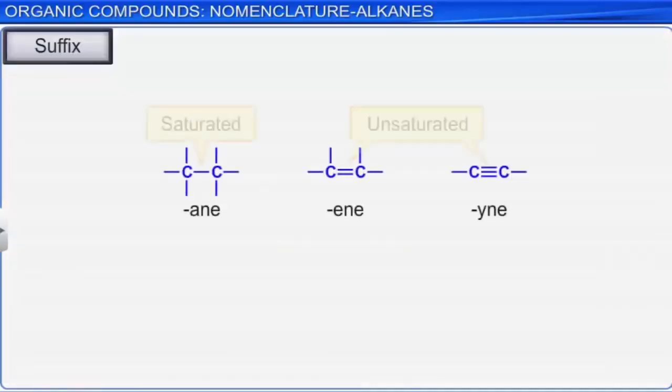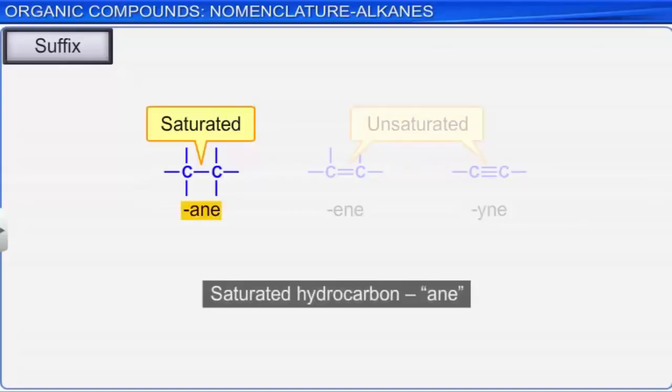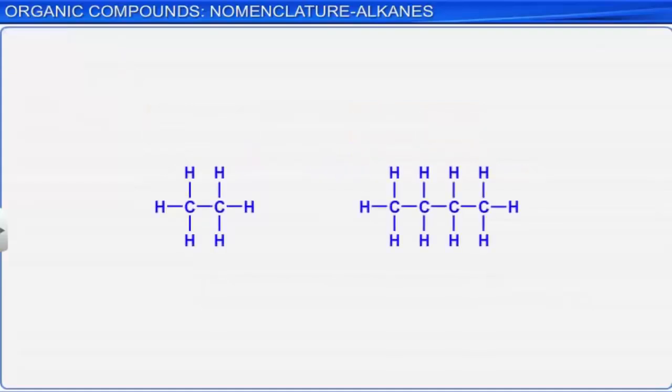A suffix indicates the nature of the carbon chain. As the carbon chain is saturated, suffix "ane" is used. For example, a compound that has 2 carbon atoms in the chain will have the root word eth and the suffix "ane". Thus, its IUPAC name will be ethane. Similarly, the IUPAC name of an alkane having 4 carbon atoms is but plus ane, butane.